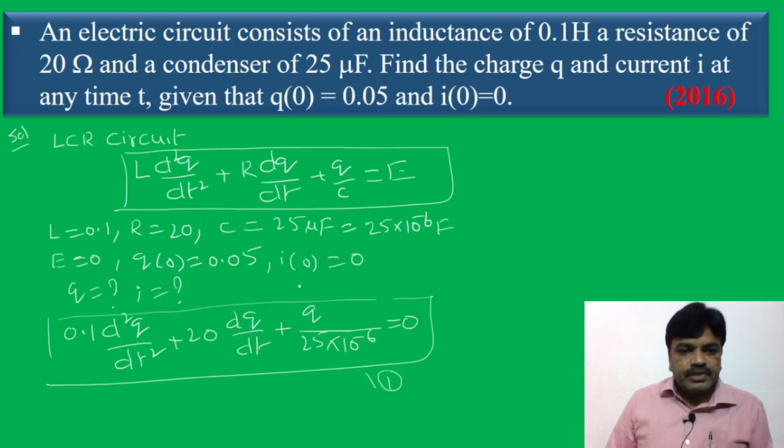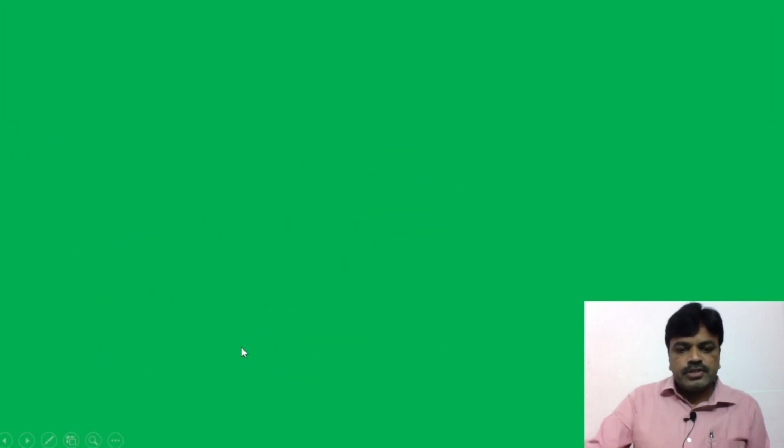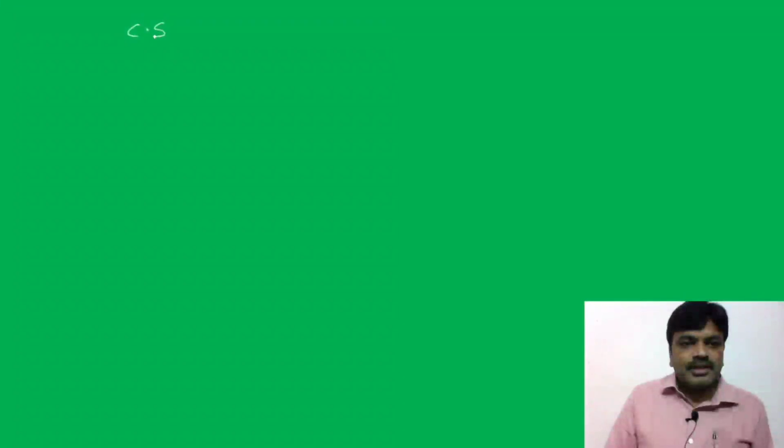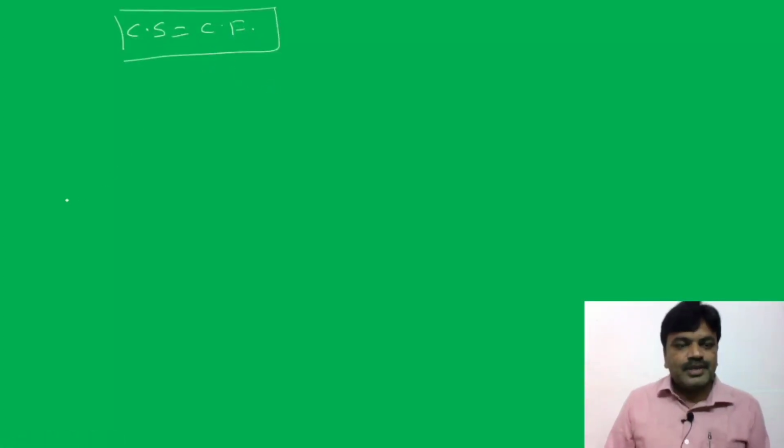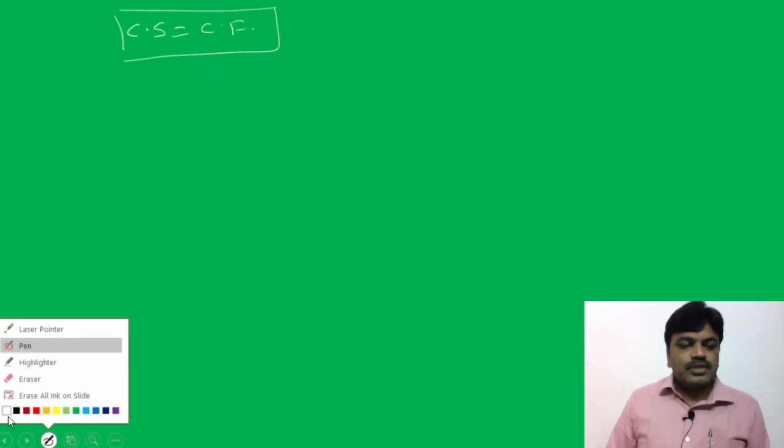Further we use I(0) = 0 and Q(0) = 0.05 and then find the Q and I values. So what is the complete solution of this linear differential equation? Come on, tell me here friends. Right hand side value is 0. Complete solution is equal to the complementary function. So we only need to find the complementary function. Put the subheading here: complementary function.